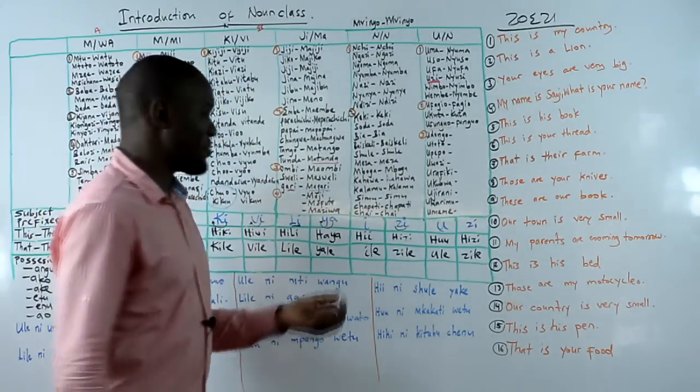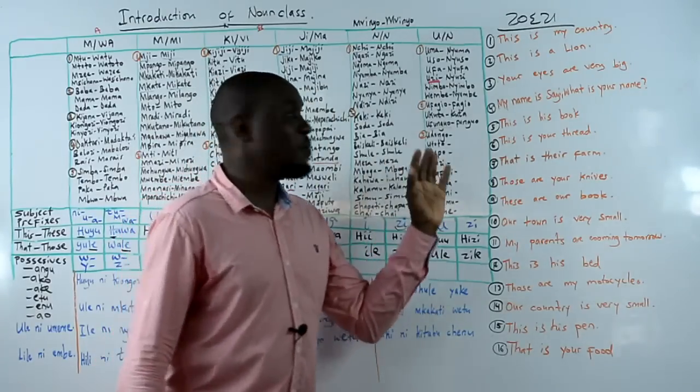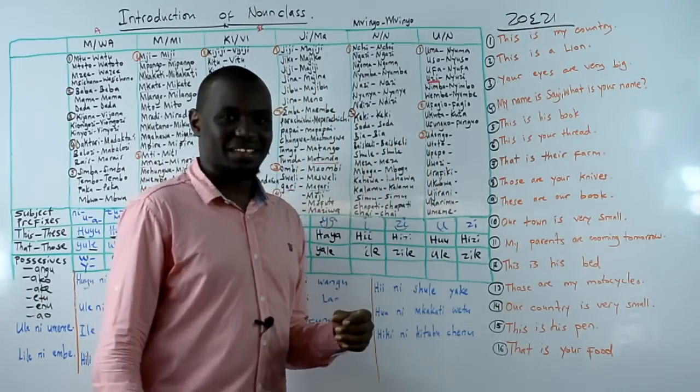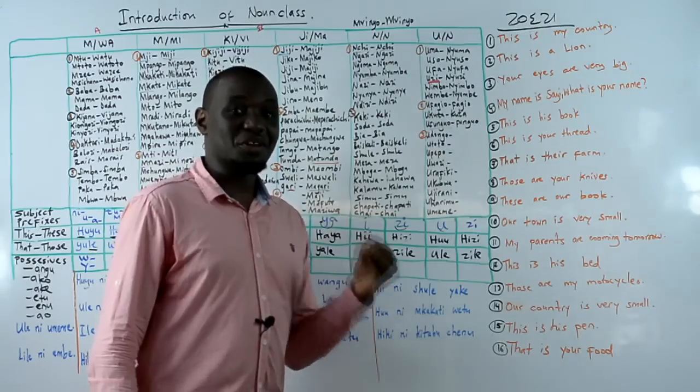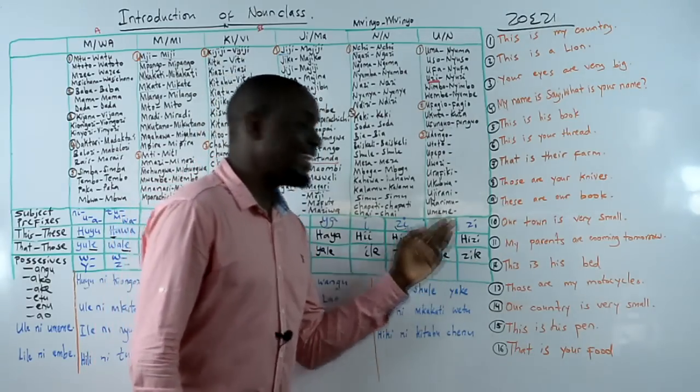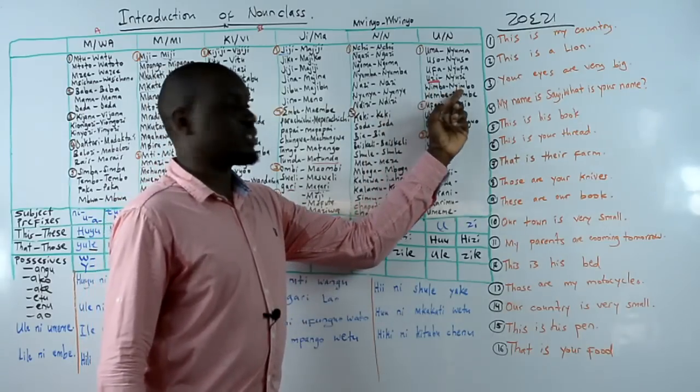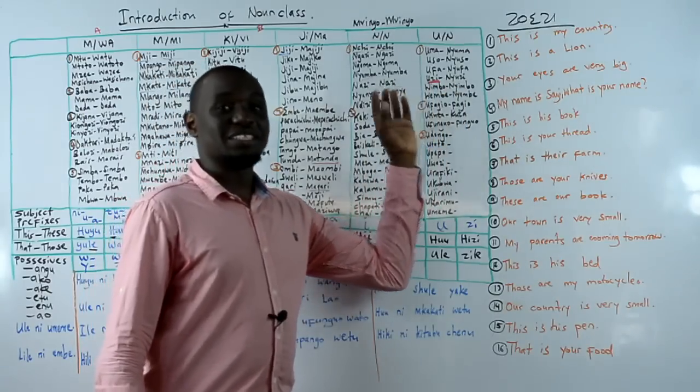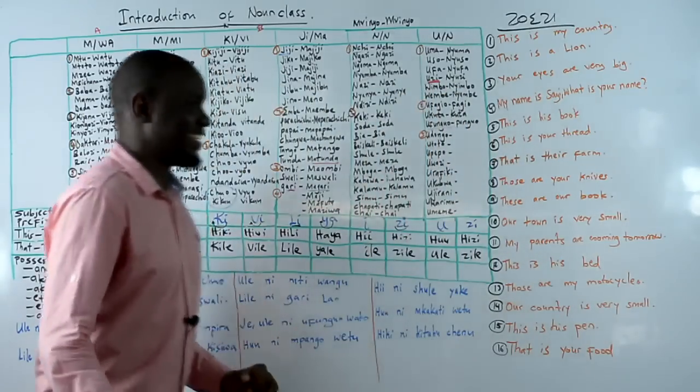Okay, how do you say that is a song in Swahili? That is a good song. Will be ule ni wimbo mzuri. Those are good songs. Will be zile ni wimbo, plural is nyimbo. Zile ni nyimbo nzuri.